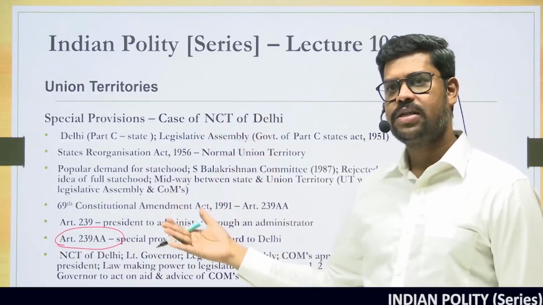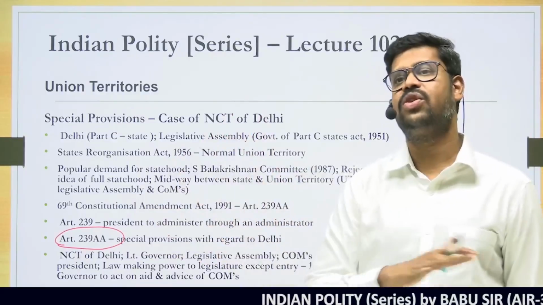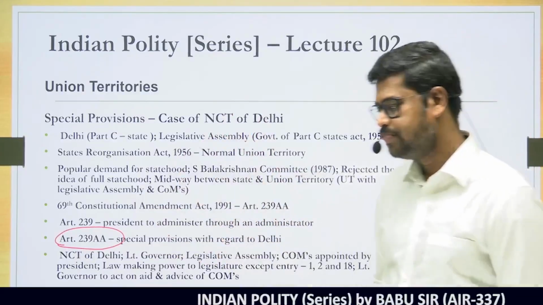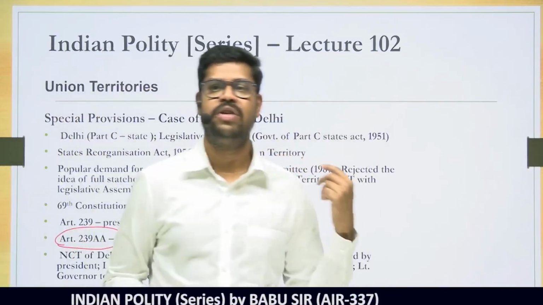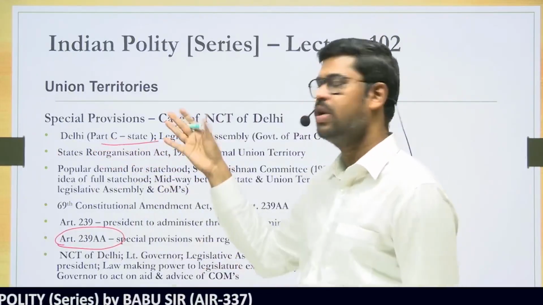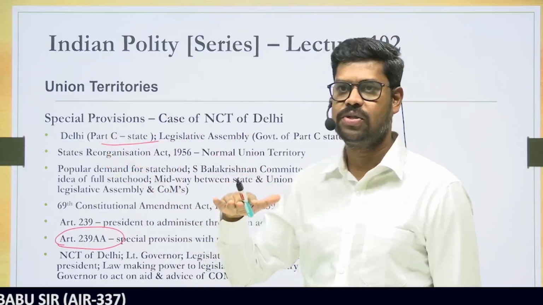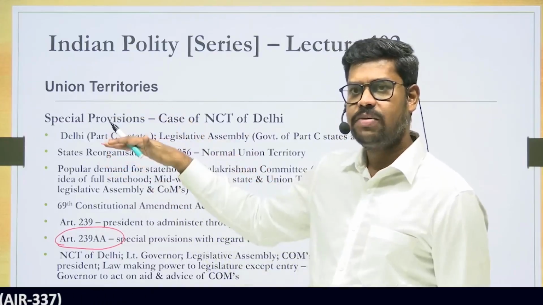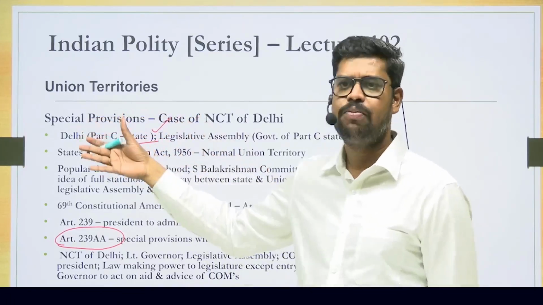But before I discuss the special status, let us try to understand what is the genesis of the National Capital Territory of Delhi. If you look into the commencement of the Constitution, the National Capital Territory of Delhi was part of the Part C state. I said that it is only the Part C state and the Part D state which were converted as union territories. So at the commencement of the Constitution, Delhi was a Part C state, which is basically a commissioner-led province.